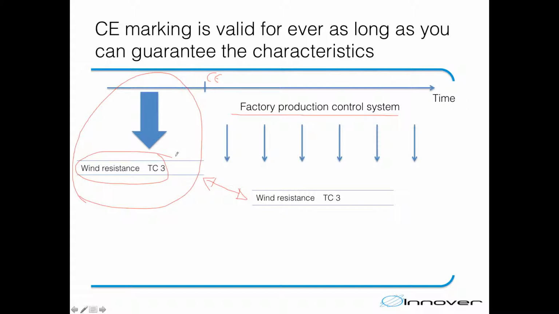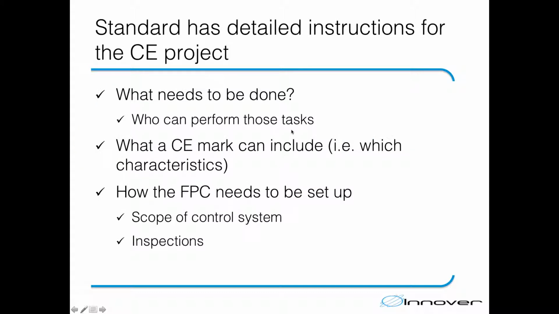But again, you as a manufacturer don't have to come up with what needs to be done. You don't have to decide for yourself what kind of characteristics to determine, and you don't have to determine yourself how the FPC needs to be set up. You don't have to decide what CE marking includes and what needs to be done. But all of these are given out in detail in the standard, and specifically the harmonized standard.